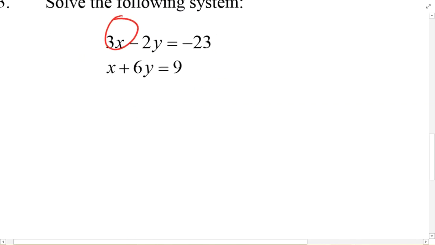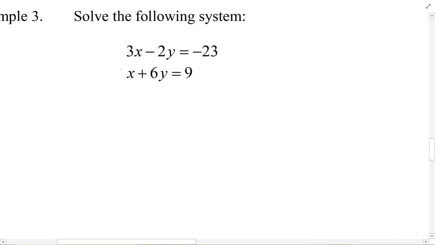Oh, no, I meant, yeah, this one is a 1x. That's going to be the easiest. So turn this one into x equals. Go for it.